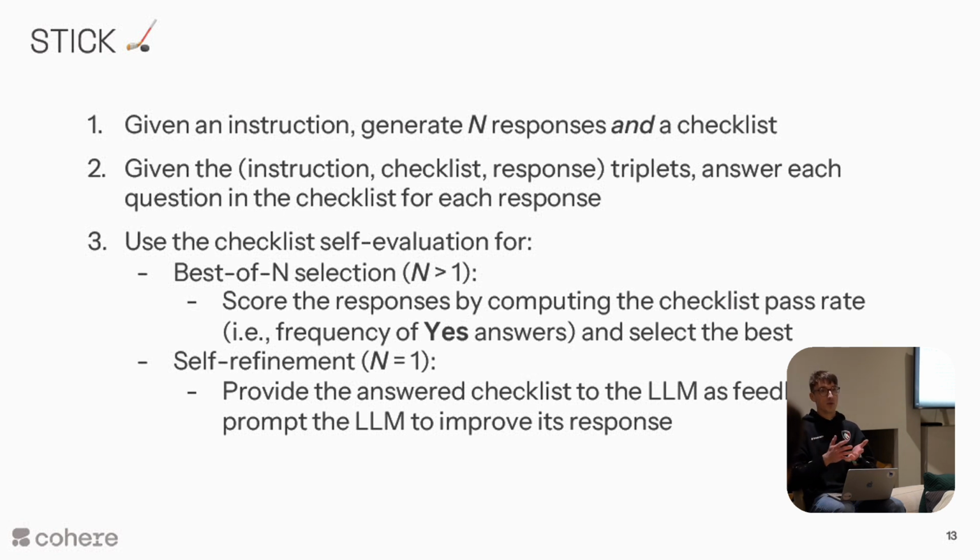Or if we want to generate multiple responses, we can do a best-of-n selection according to our checklist pass rate. So if we sample 8 responses with some temperature, then we can take the 1 or any that are tying for best according to the checklist pass rate that we gave ourselves as the generating LLM.